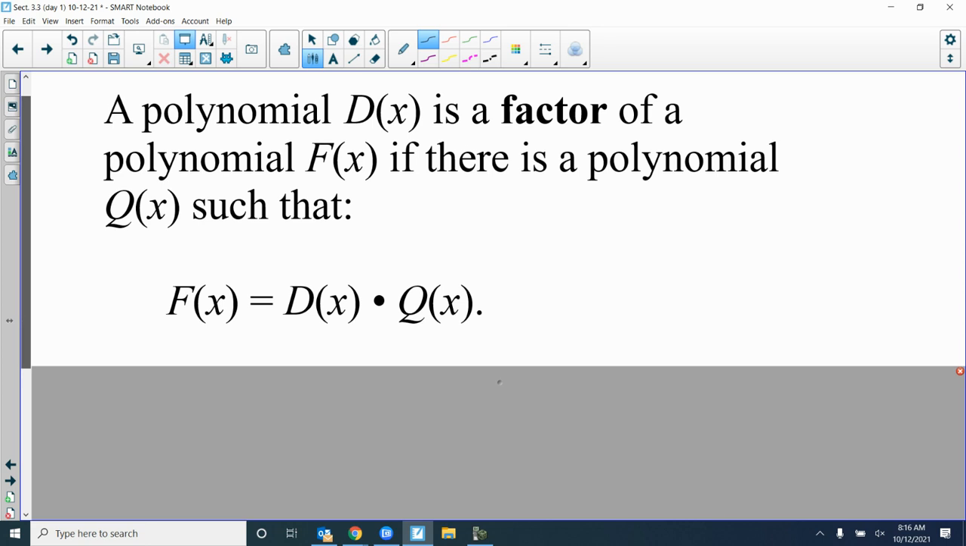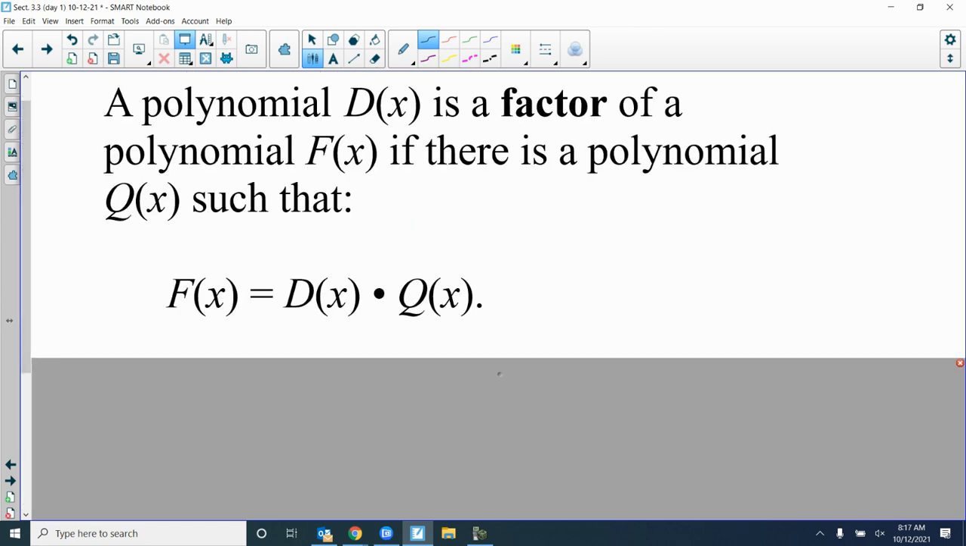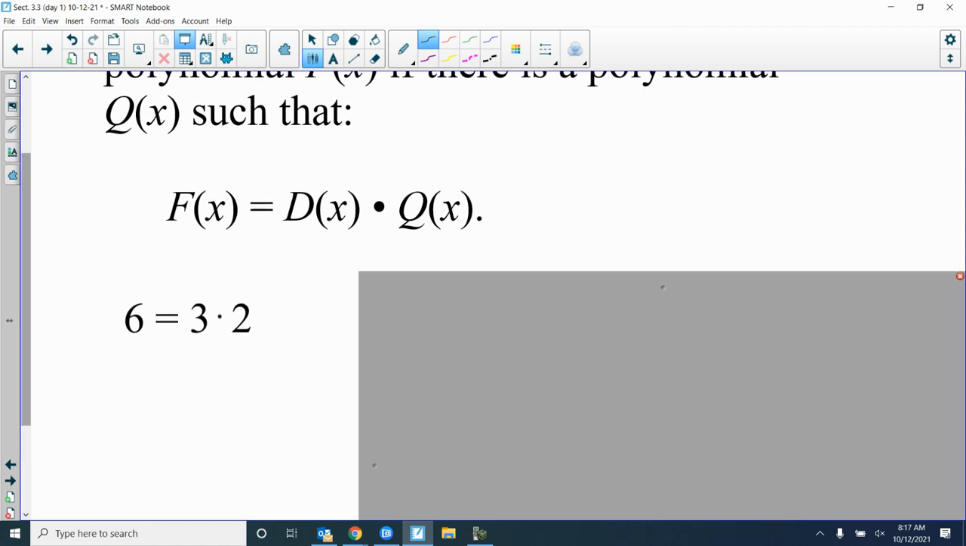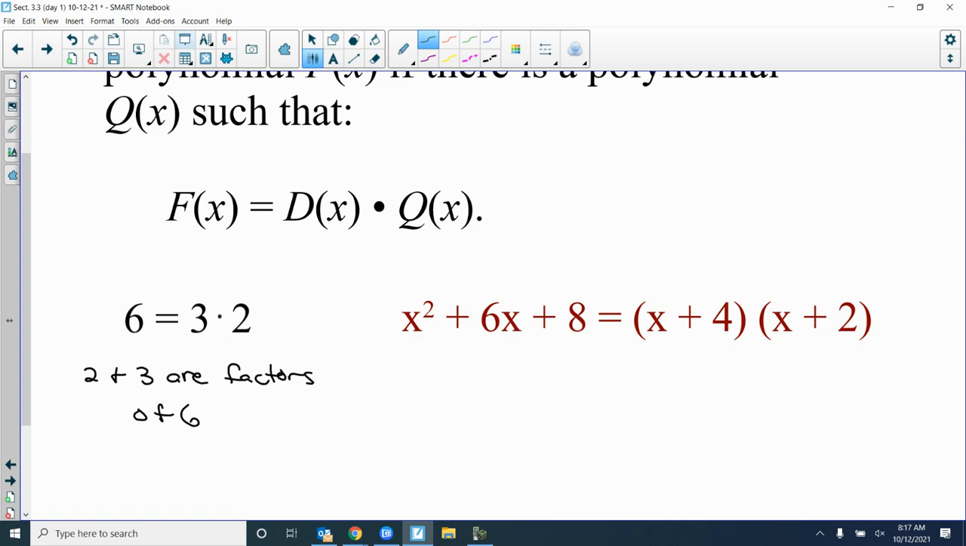Now, you are way more comfortable with constants. So what I'm going to do here is if you just think of 6 equals 3 times 2. 2 and 3 are both factors of 6. Okay? Because 2 times 3 gives you 6. All right, so that would be the case. So 2 and 3 are factors of 6. If we think about polynomials, x squared plus 6x plus 8 equals x plus 4 times x plus 2.